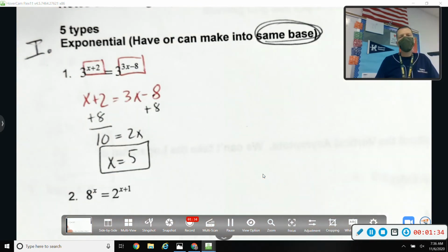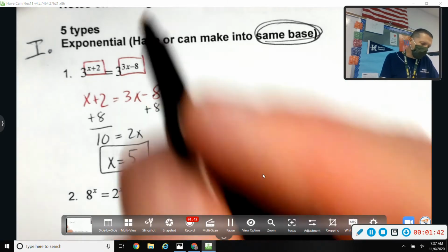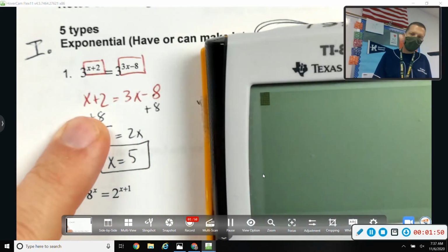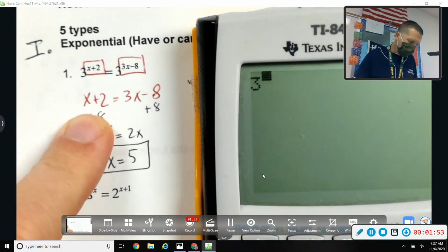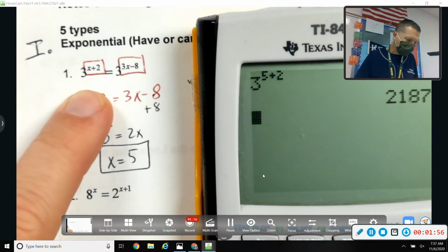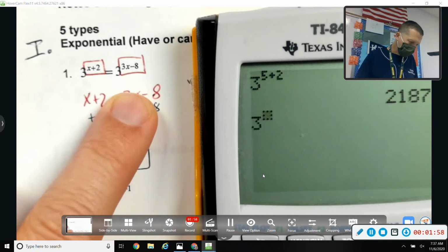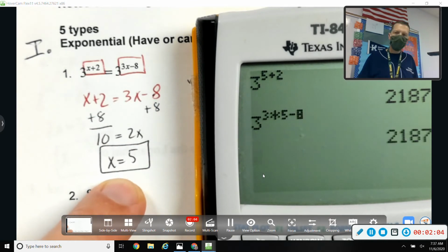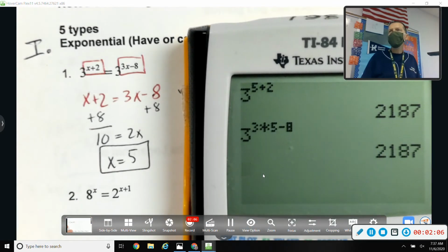So x equals 5. That's our favorite type. We like that type. By the way, as with almost any equations, you can check these if you want to, and you will have a calculator. So I wouldn't check them till the end, but if you wanted to, 3 to the 5 plus 2 is that. 3 to the 3 times 5 minus 8 is that. So I know I got the problem right. One so simple, you're probably not going to check, but we'll get to some that are a little bit harder that you might want to check.